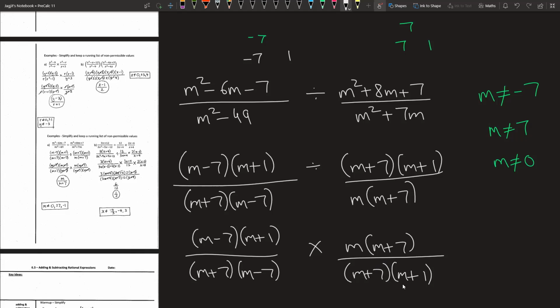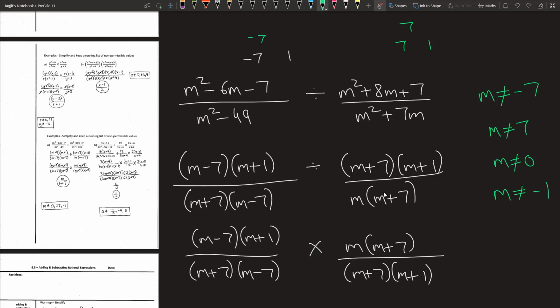You see, because we have new terms come to the bottom, let's double check the non-permissibles for those which have just come to the bottom. I have m plus 7. For that, we have m cannot be minus 7. I've already covered that. For m plus 1, m cannot be equal to minus 1. Have I written that? No, so I need to add that. So this is the most important part when it comes to division, guys.